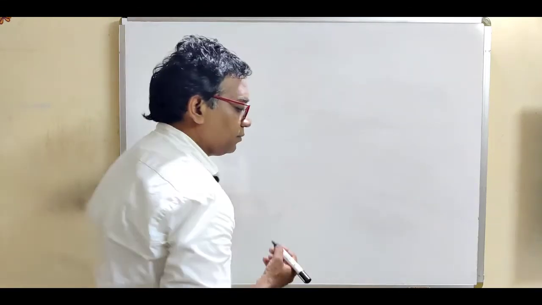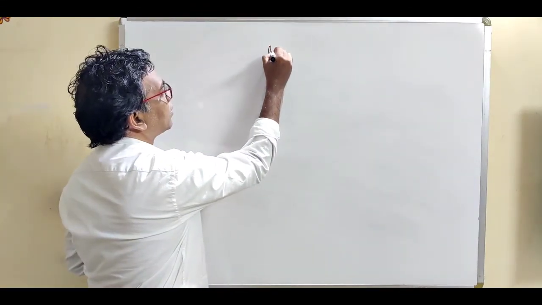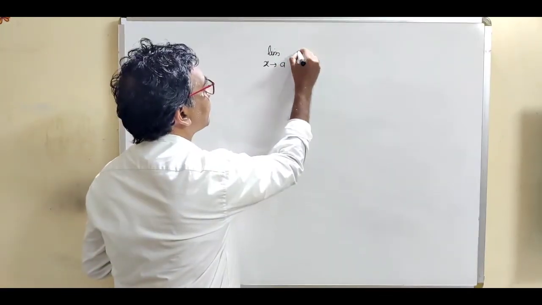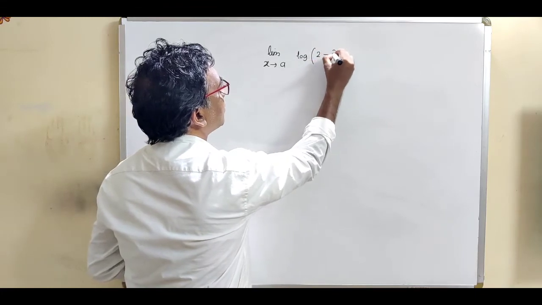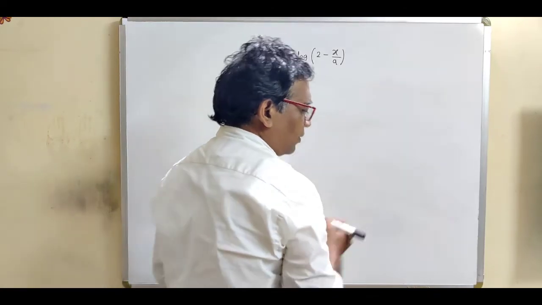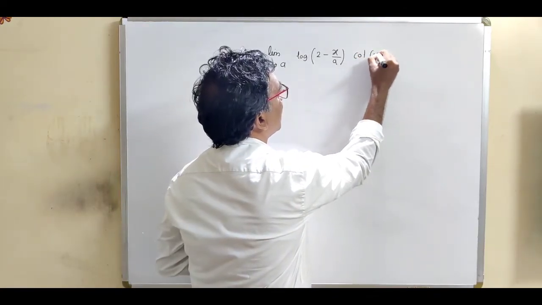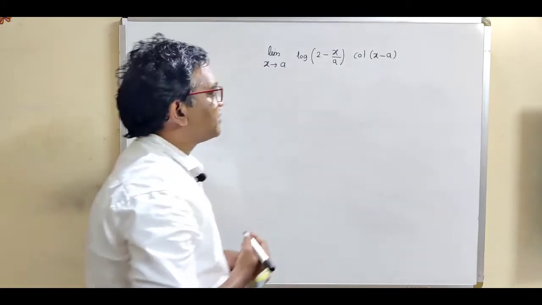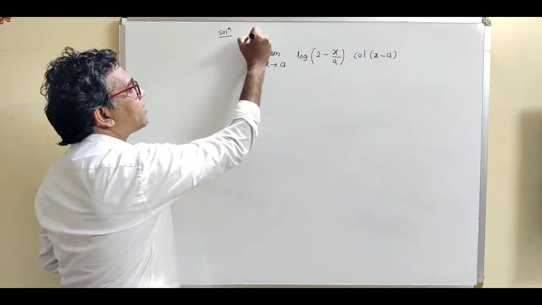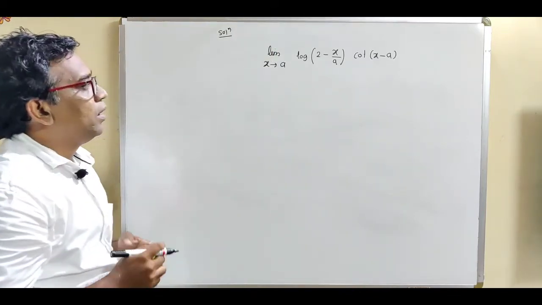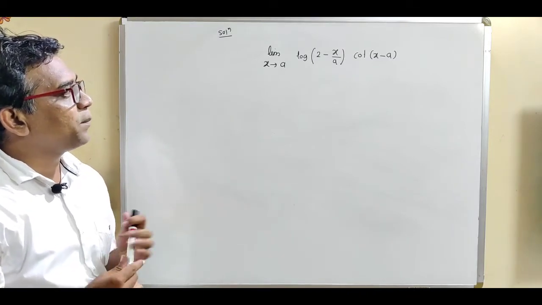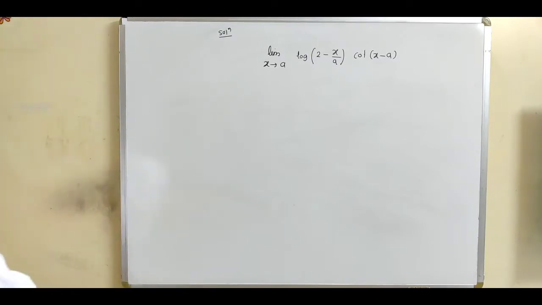Write down third example. Evaluate limit x tends to a, log of 2 minus x upon a, into cot of x minus a. So write down the solution and write down the same example. Limit x tends to a, this is log of 2 minus x upon a into cot of x minus a.